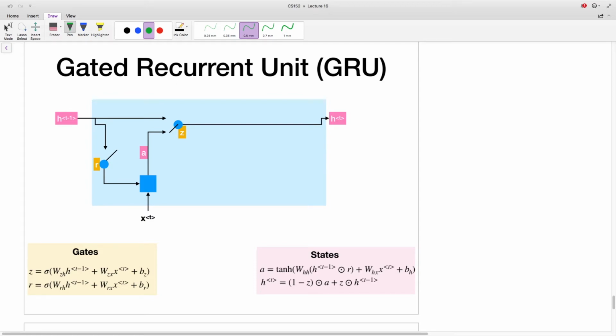And then we have a Z state that tells us the proportion of A or old hidden state to use to pass on to the next hidden state. So the R gate allows us to say how much of the hidden state we are using to compute the activation, independent of how much of that old state is going to be maintained to the next time step.